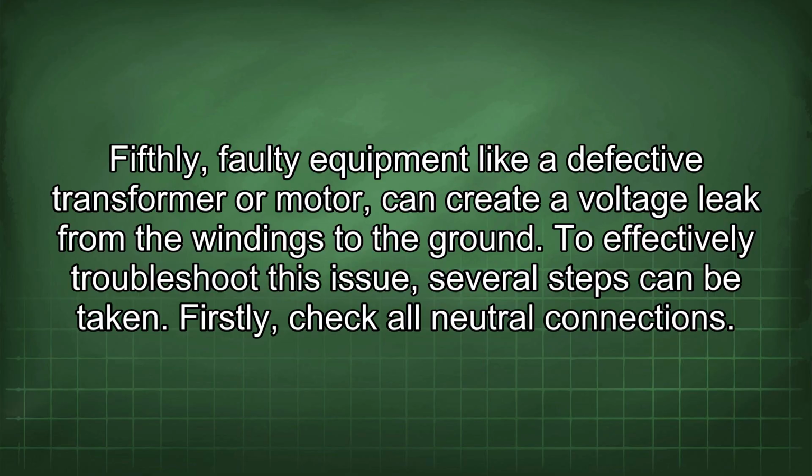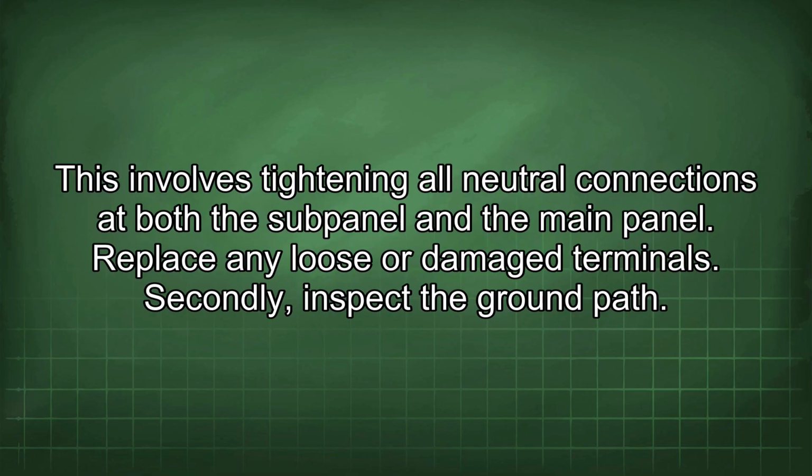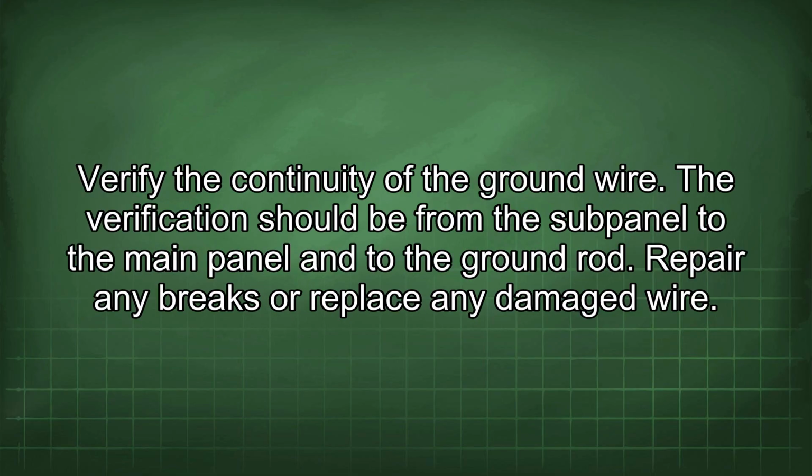To effectively troubleshoot this issue, several steps can be taken. Firstly, check all neutral connections. This involves tightening all neutral connections at both the subpanel and the main panel. Replace any loose or damaged terminals. Secondly, inspect the ground path. Verify the continuity of the ground wire. The verification should be from the subpanel to the main panel and to the ground rod. Repair any breaks or replace any damaged wire.